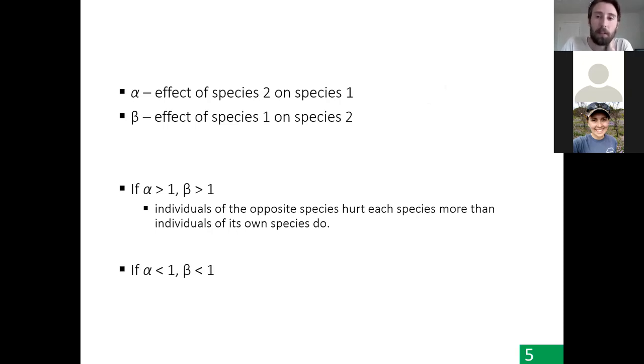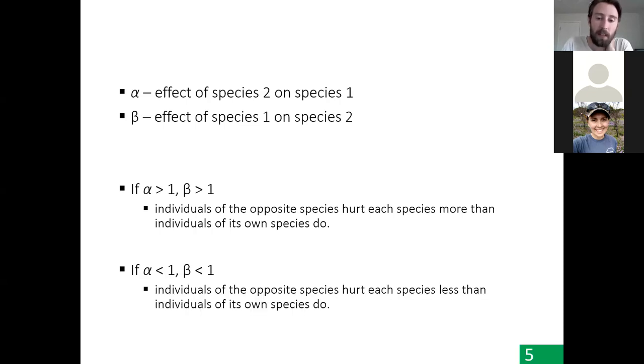If the competition coefficients are less than 1, that means that individuals of the opposite species hurt each species less than individuals of its own species do. So that means interspecific competition is not as strong as intraspecific competition.